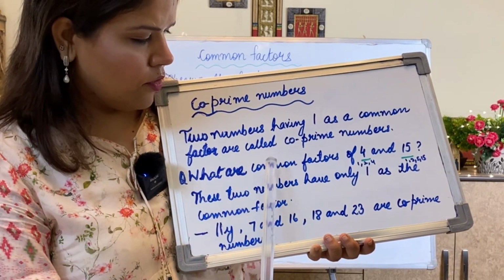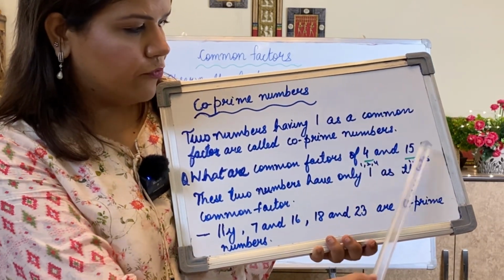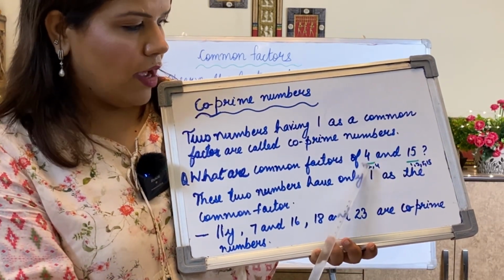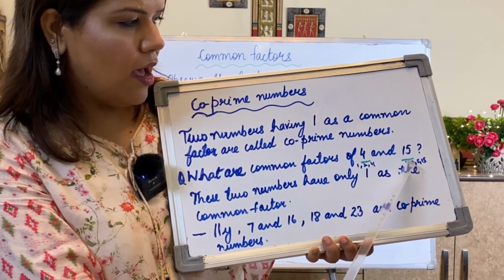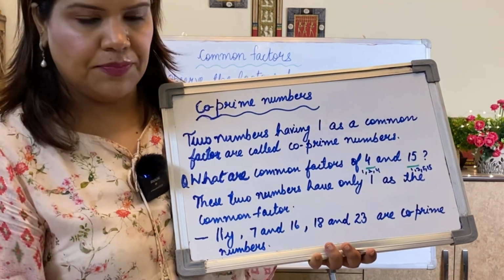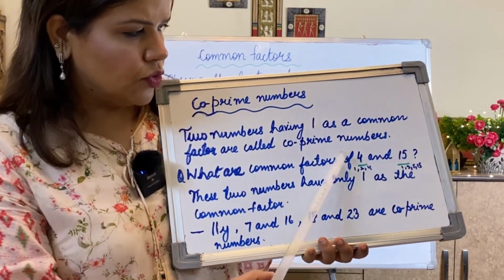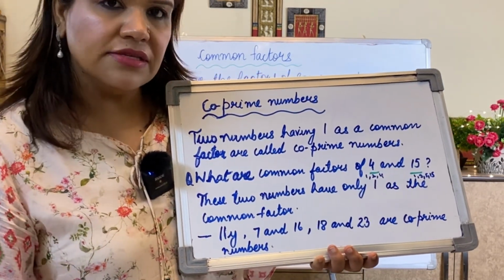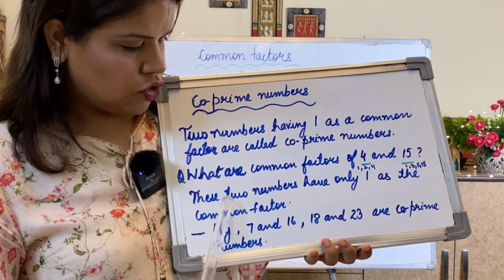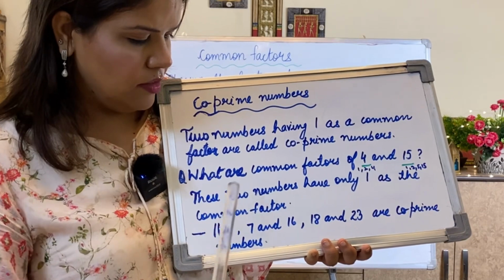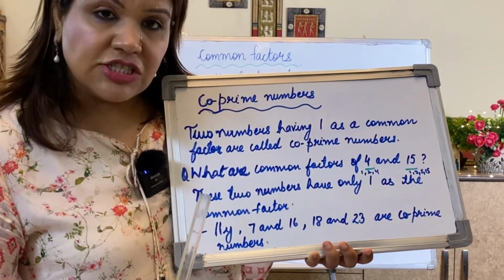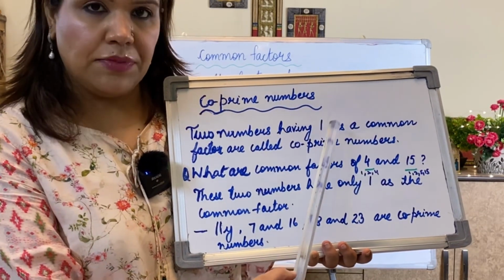What are the common factors of 4 and 15? For 4, using the listing method, 1, 2, 4, and for 15 I have 1, 3, 5, 15. Out of these, which number is common? These 2 numbers have only 1 as the common factor. That's why they are called co-prime numbers.